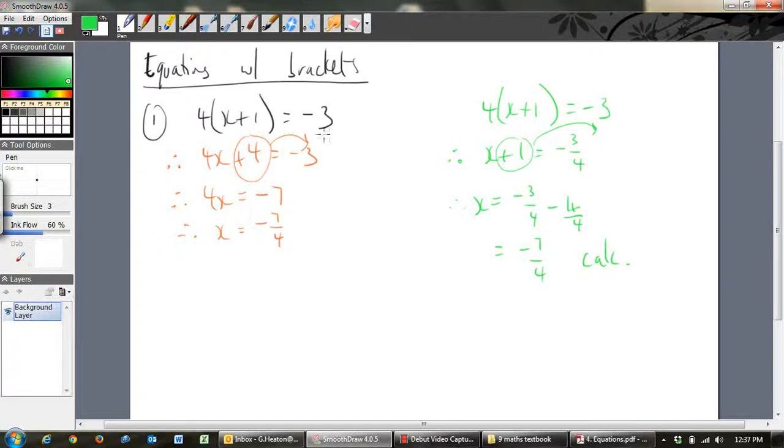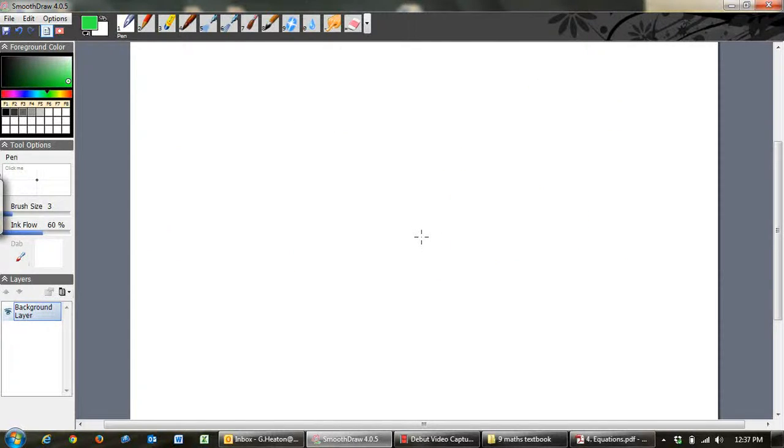So there you go, there's the two ways you can deal with brackets, and that's really all there is to it. Some people prefer this way, some people prefer this way, but either way is fine. Okay, I'll just do one more quick example of that. Maybe one with negative 7 bracket 2x plus, I'll try to make it a bit more horrible, 1 equals negative 2 or something like that.